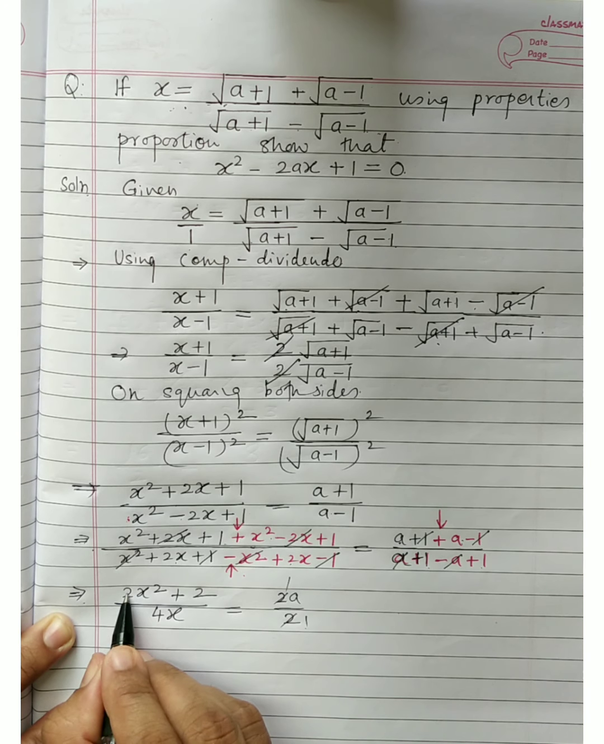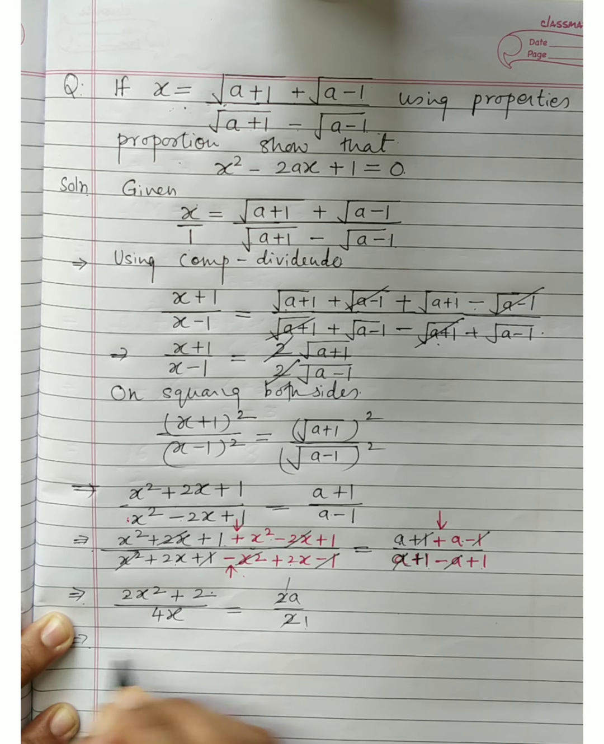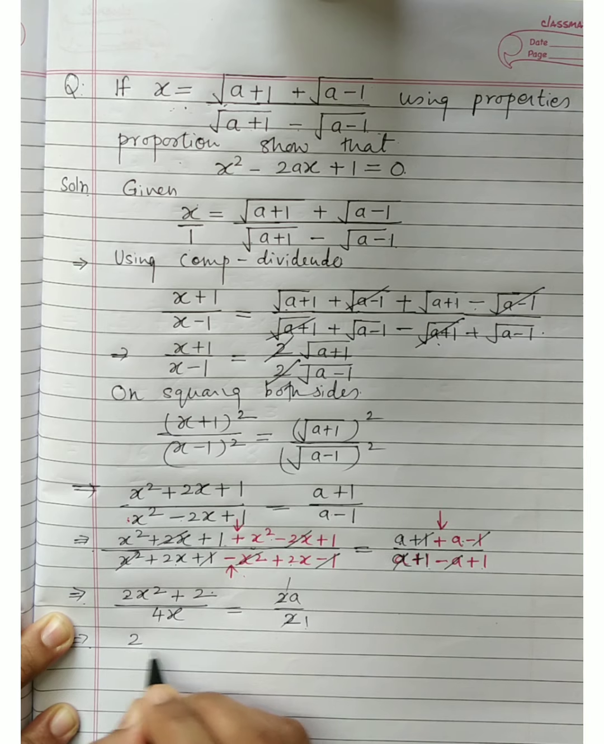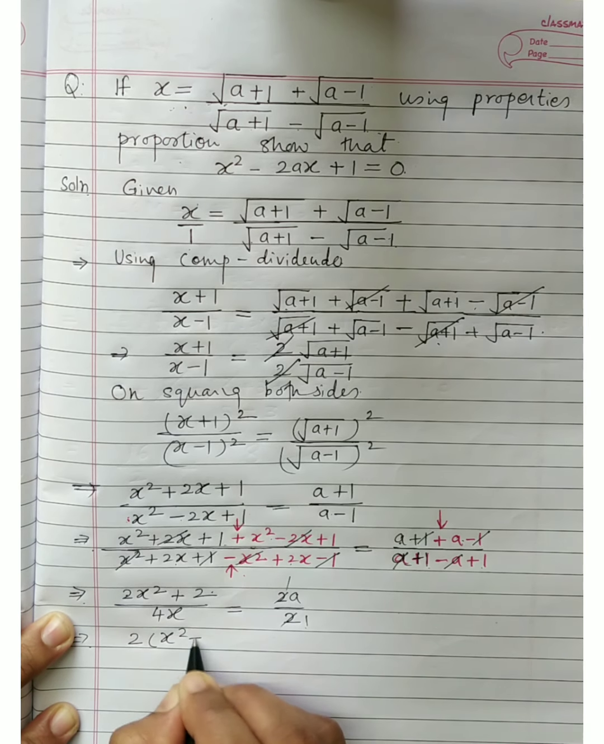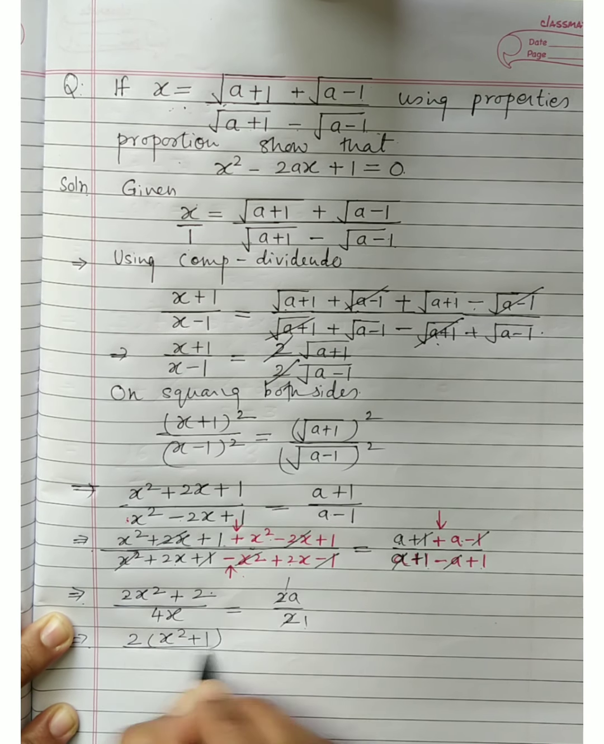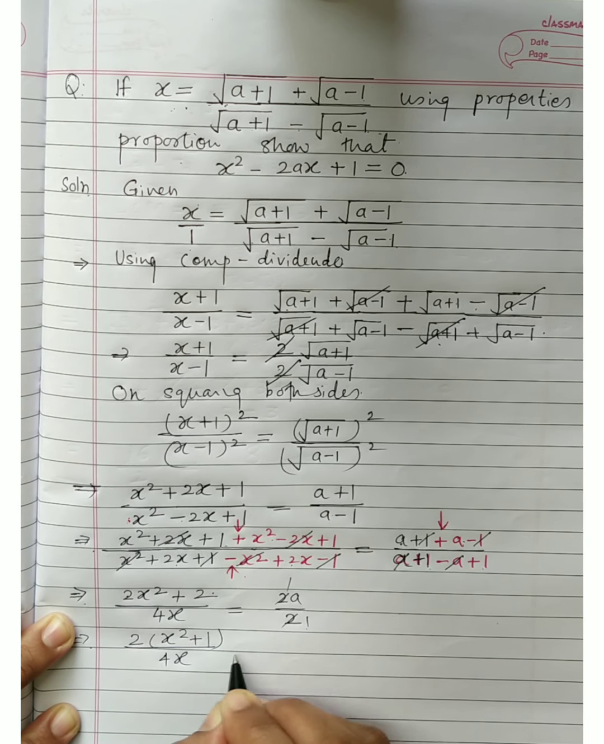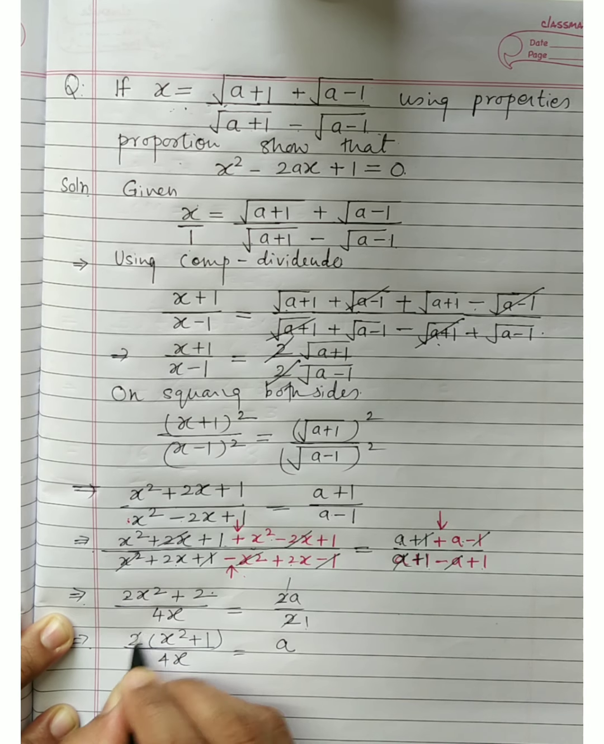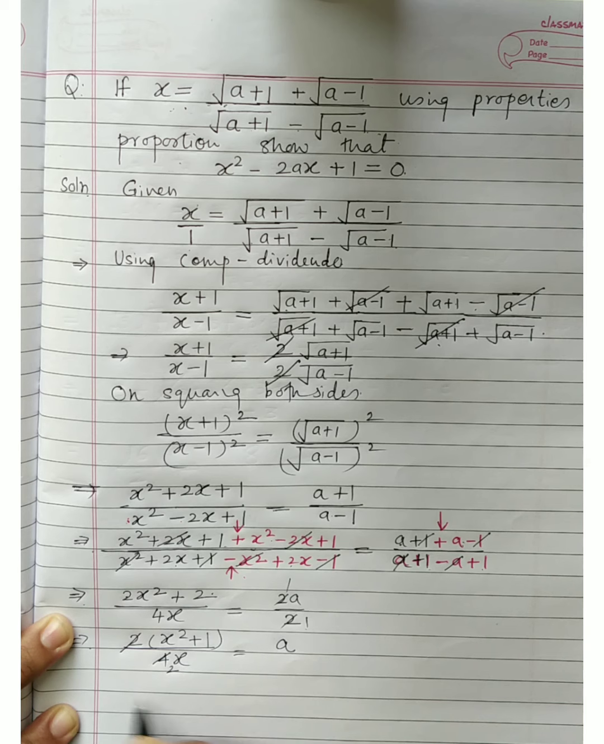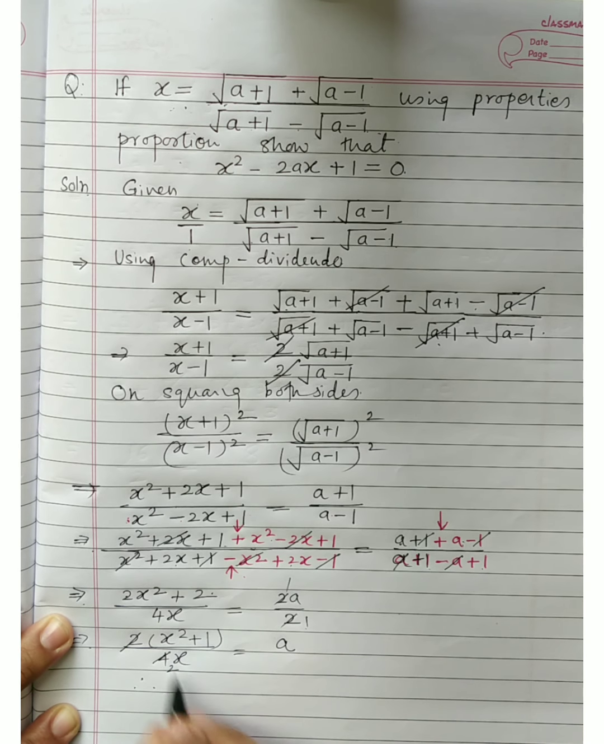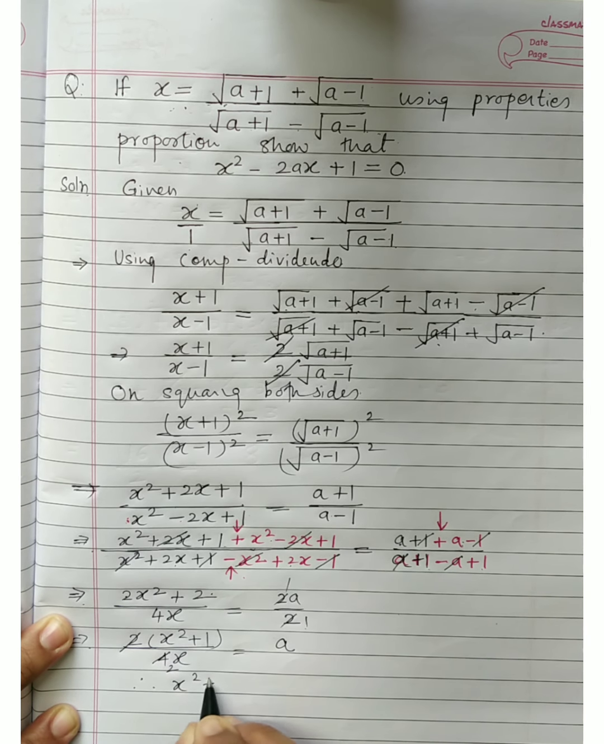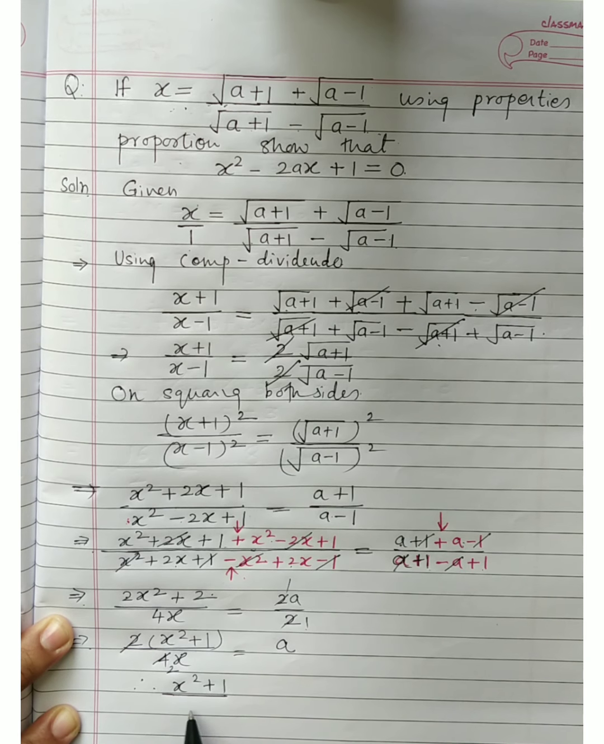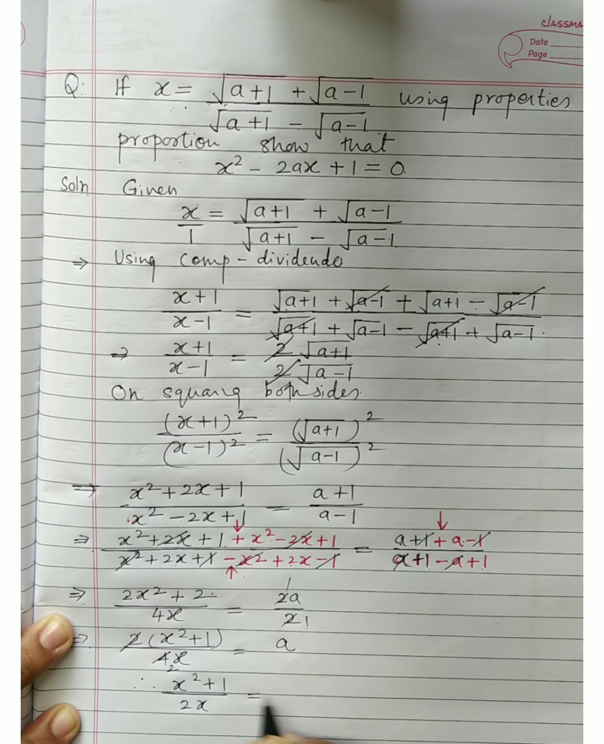Here also observe, 2 can be taken common. So take it out common, okay? Taking 2 common, what is left? (x²+1)/(4x) is equal to what? a. The 2s are 2s. So finally you end up with what expression here? (x²+1)/(2x) equals a.